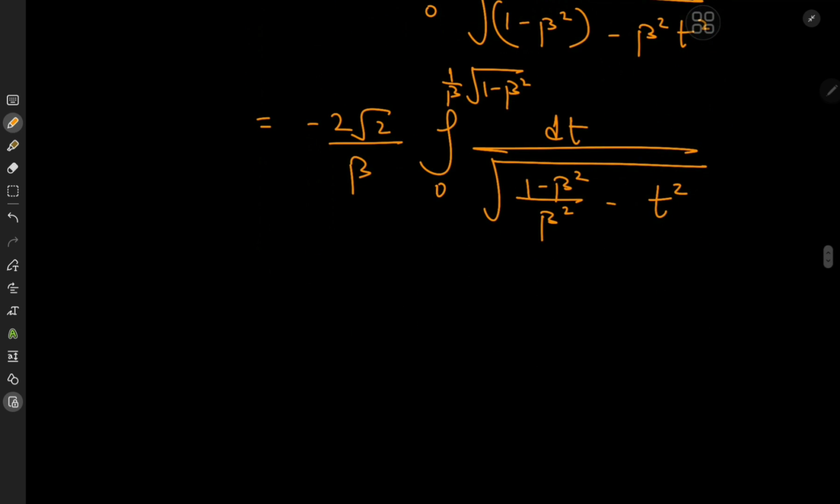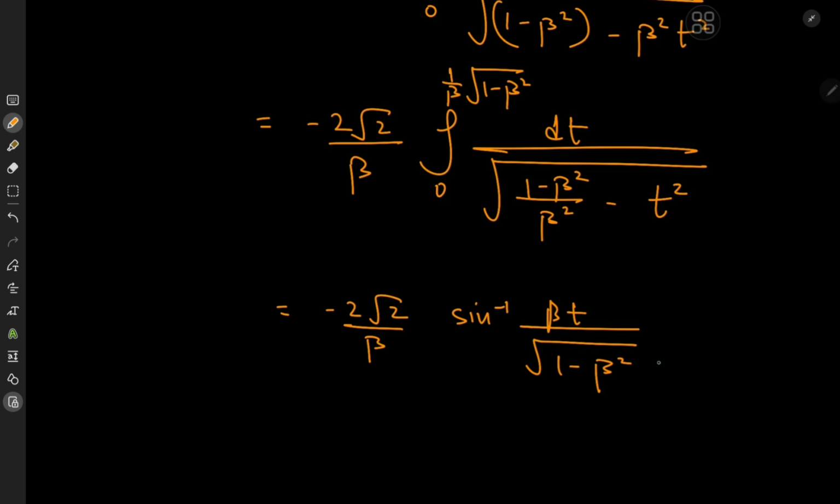Okay, cool. And now all I need here is an antiderivative. And this turns out to be the inverse sine function. So we have negative 2 root 2 by beta times the inverse sine of beta t divided by root 1 minus beta squared, with the limits being 0 and 1 by beta times root 1 minus beta squared. Now these limits are, again, pretty useful.